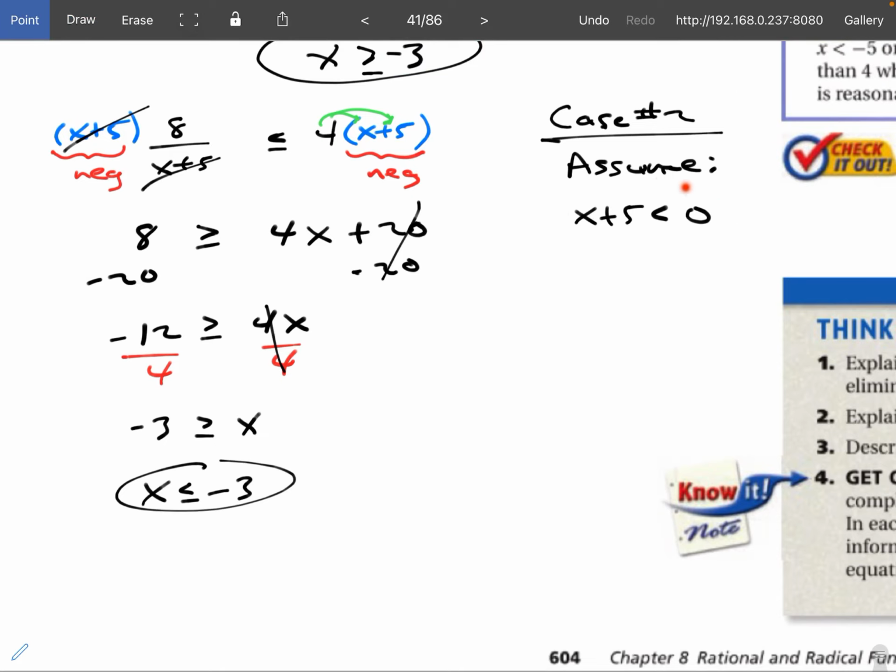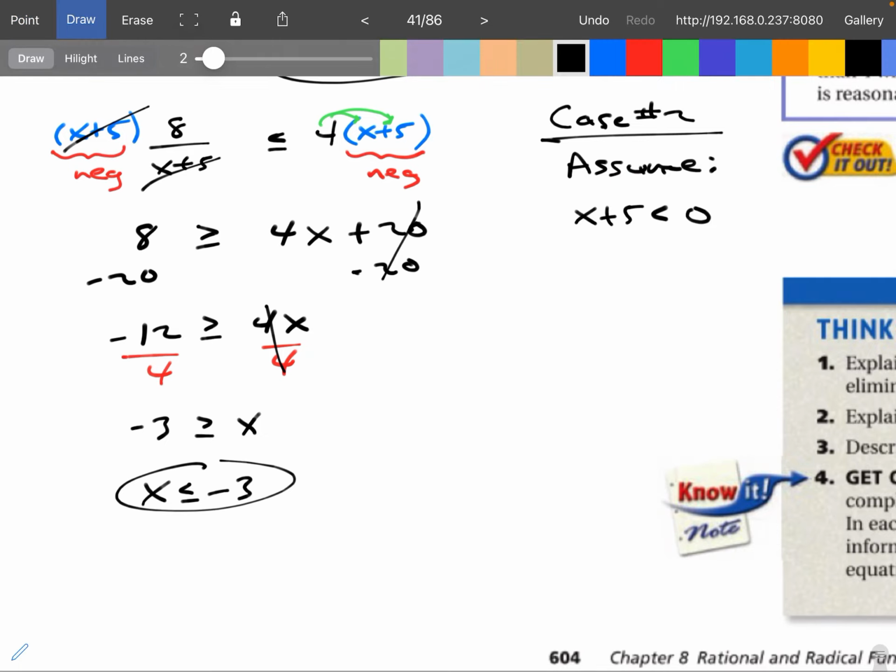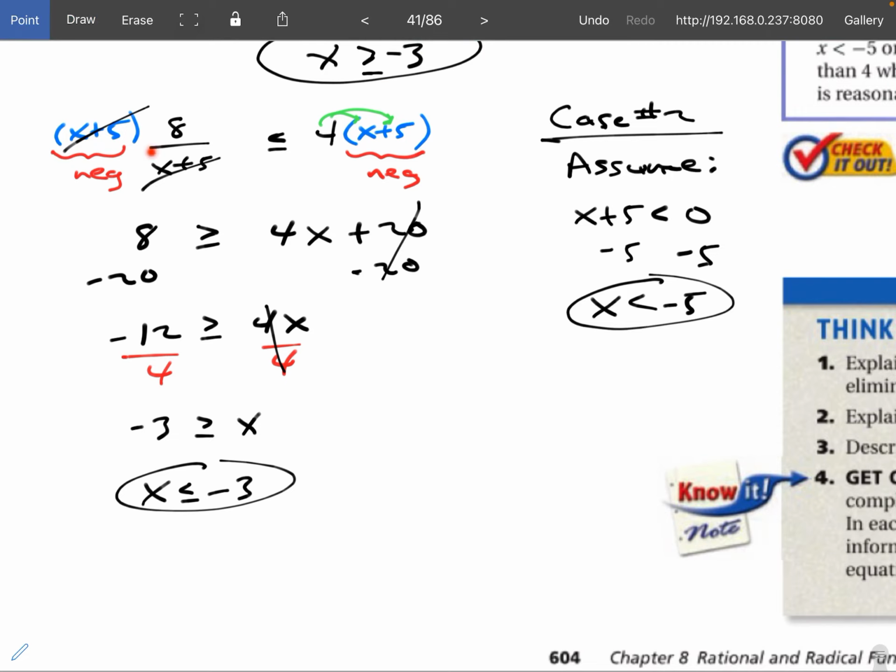Then we still have to solve the little inequality we wrote for our assumption right here, that x plus 5 was negative. So we're going to solve that one real quick. We're just going to subtract 5 on both sides, and we're going to get x is less than negative 5. Well, again, what I'm looking for here is the solutions to the original inequality. I'm looking for the real numbers x that satisfy that inequality and the inequality in our assumption.